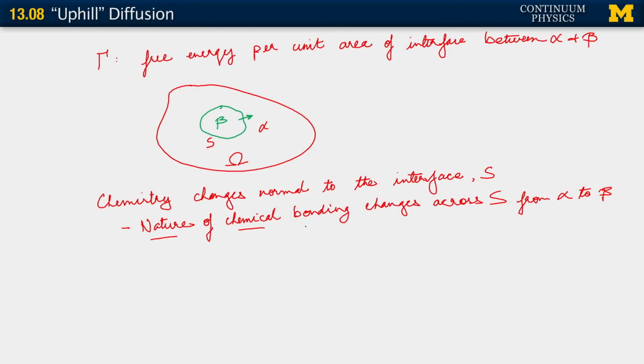Because if you're entirely within beta, around every bond is more beta, around every atom or molecule is more beta. If you're in alpha, around every molecule is more alpha. Across the interface, that is changing. Because the bonding structure changes, there is a certain amount of energy associated with that change. Often some bonds are just left unsatisfied across an interface, and the energy of those bonds remains high if they are unsatisfied, so that manifests itself as a free energy, an interfacial free energy. So in general it is because the nature of the chemical bonding changes. This is where it comes from.